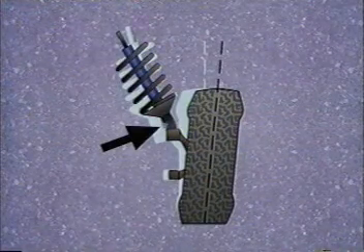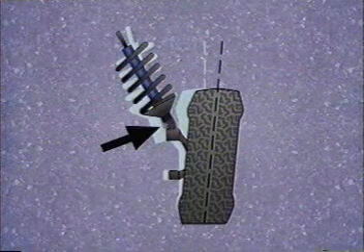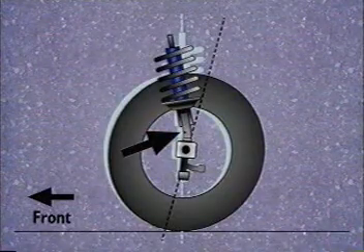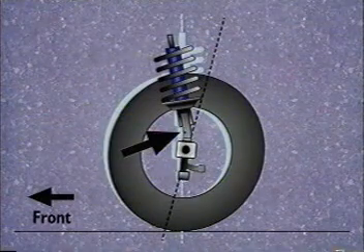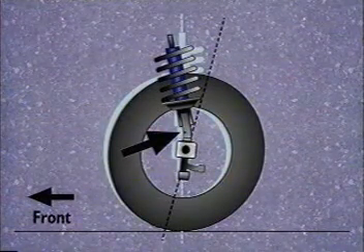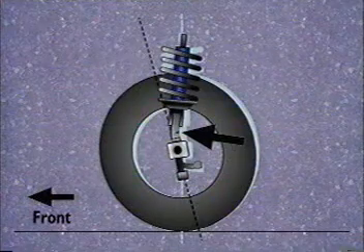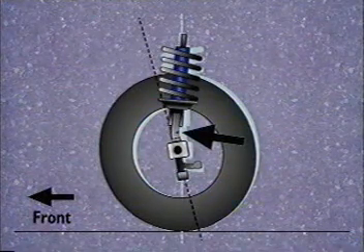Positive camber. Look for wrinkles or damage on the inside. Negative camber. Look for wrinkles or damage on the outside. Positive caster. Look for wrinkles or damage on the front. Negative caster. Look for wrinkles or damage on the back.